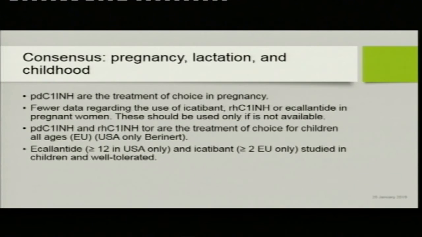So what about the pregnancy, lactation, and childhood? Till now, the FDA only approved the purified plasma-derived C1 esterase. However, if you have access to those medications, you might use the other ones. The only one approved so far for the pediatrics is the purified plasma-derived C1 esterase inhibitor, and ecallantide only for 12 and above. But in Europe, they can go lower than this, even 2 years. Icatibant can be given at less than 2 years old, only in Europe. But in the US, it's more than 18 years old.